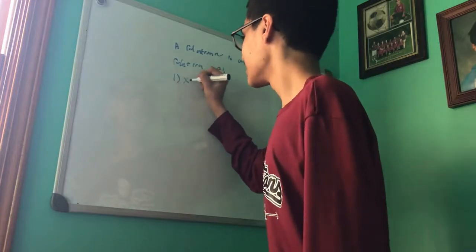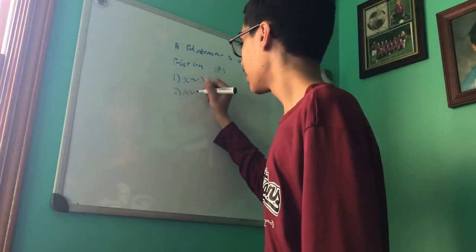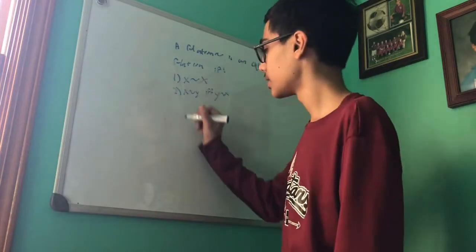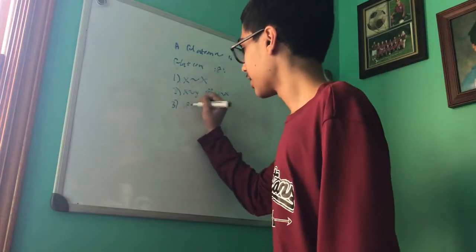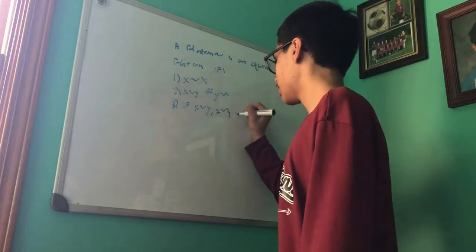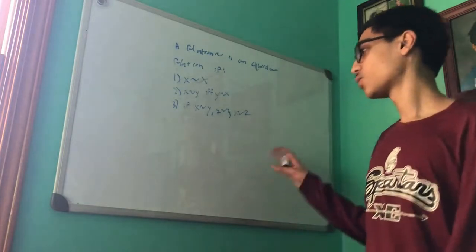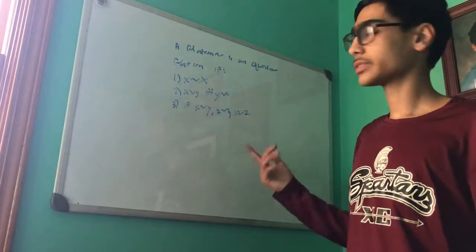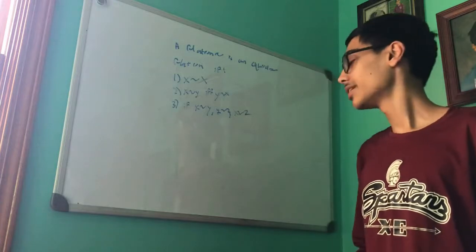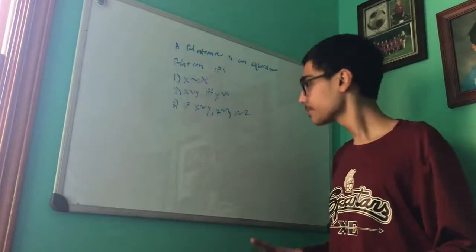One, x is equal to x. That makes sense. Two, x is equal to y if and only if y is equal to x. And three, if x is equal to y and y is equal to z, then x is equal to z. That makes sense if you think about it for a second. I don't think there's anything too counterintuitive here. It may take a little moment of thinking at most, but I think everyone can handle it.